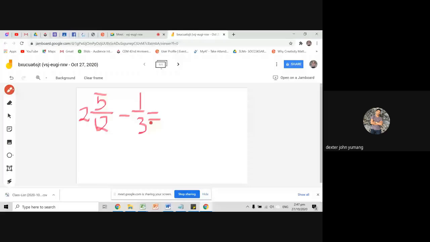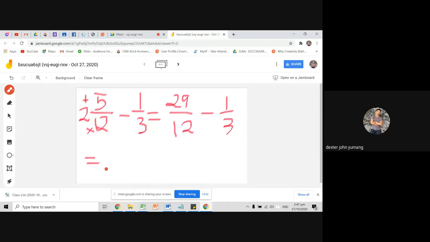So, gawin muna natin siyang improper. Lahat po ng mixed form, i-transform muna sa improper. So, 2 times 12, then plus 5. 2 times 12 is 24, plus 5. 24 plus 5 is 29. 29 over 12. Then, copy si 1/3. Bakit copyin si 1/3? Kasi po, fraction na siya, hindi na siya mixed fraction. Yung mixed fraction lang po ang gawing improper, tulad nito.